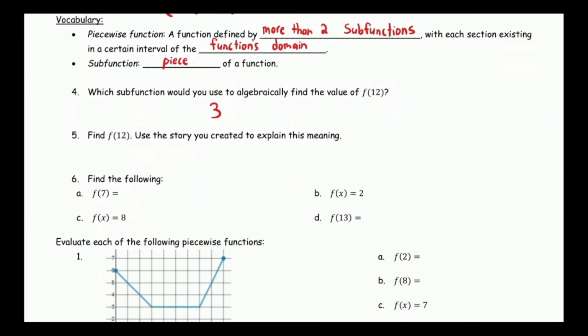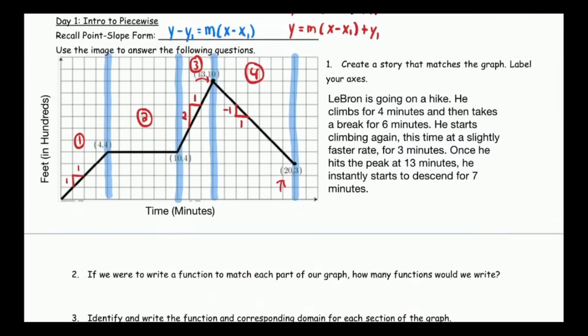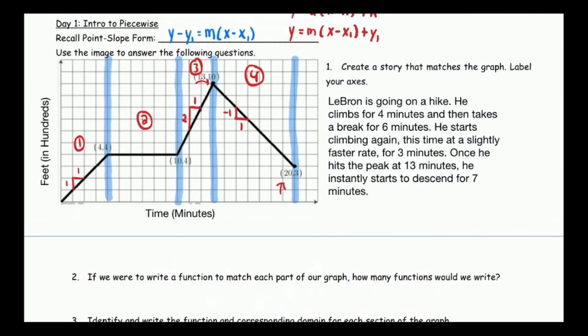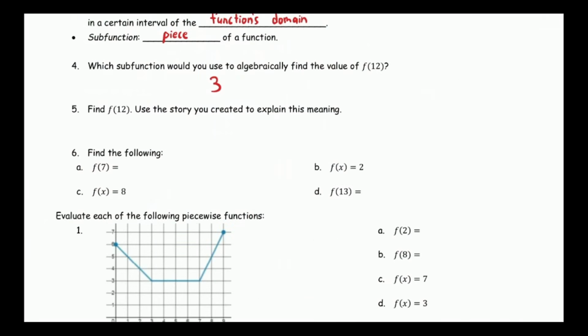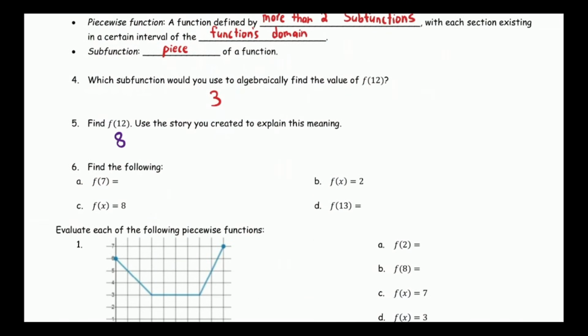Next, we're going to find f of 12, and then we're going to use the story that we created to explain this meaning. So we can do this in 2 different ways. The first way would be using the graph. So using the graph, I would go to where x is equal to 12, which would be here. And then I would find the y value that corresponds with it, which is here. And that would put me at the point (12, 8). So we know f of 12 is going to be equal to 8.